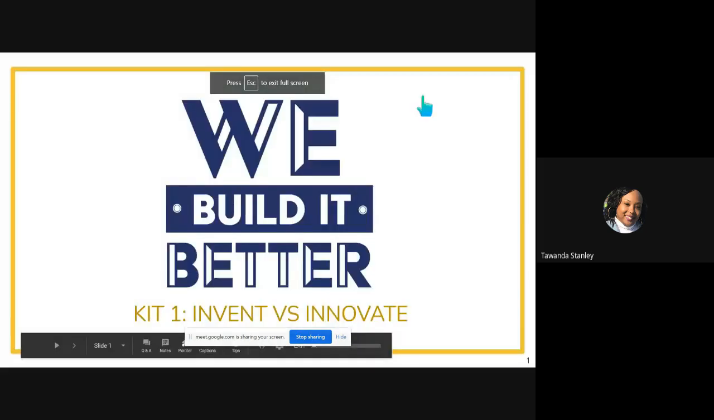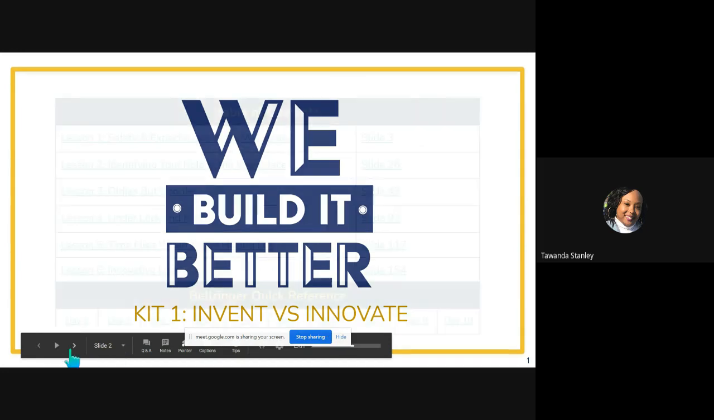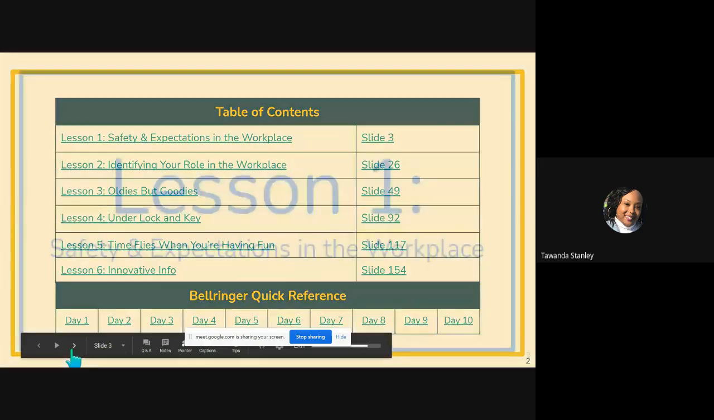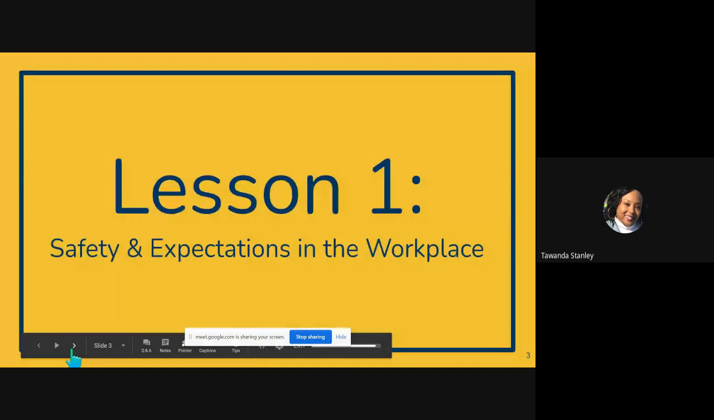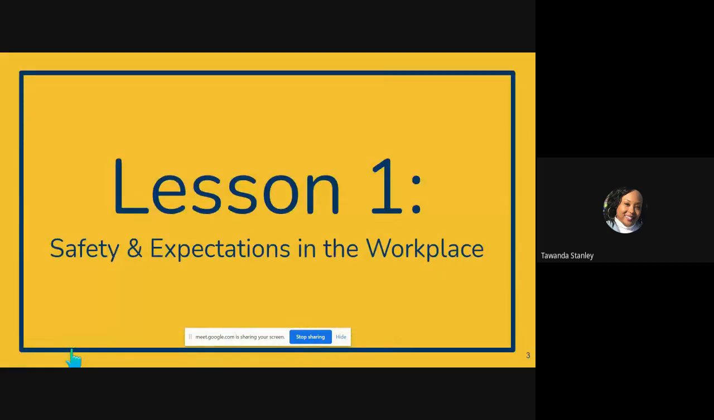Again, I told you guys the training that I went to was We Build It Better. Kit one is about invent versus innovate. This is just the table of contents. With lesson one, we talked about the safety and expectations in the workplace.